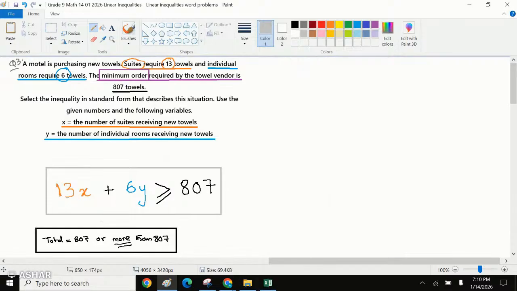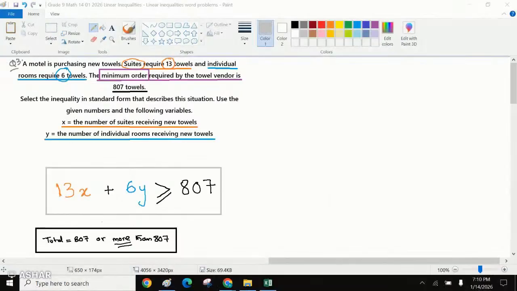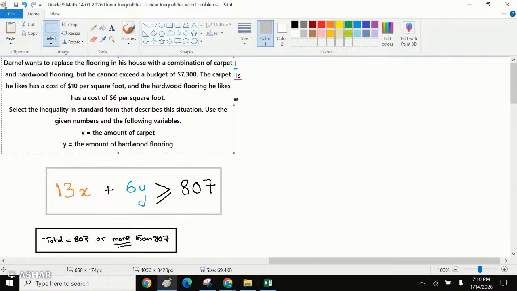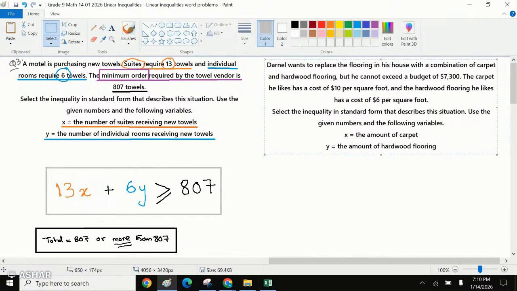Okay, thank you. Let's move ahead to the next question. The next question says, okay, Darnell wants to replace the flooring, okay? Let me just copy the question so that we have it on our screen. Okay, for question number 4, it says, Darnell wants to replace, I'll just write question number 4, replace the flooring in his house with a combination of carpet and hardwood flooring, right?